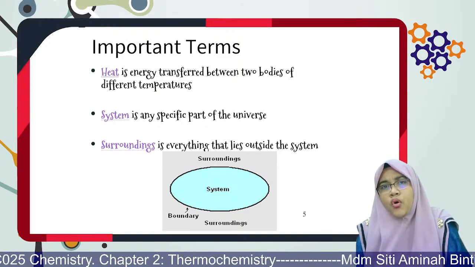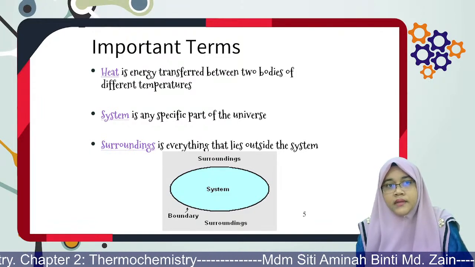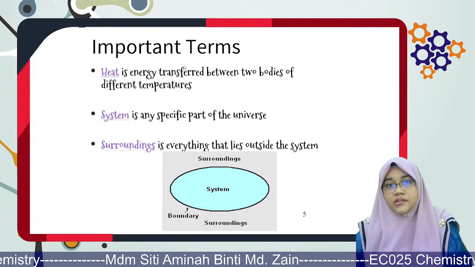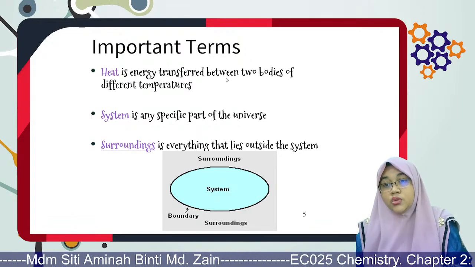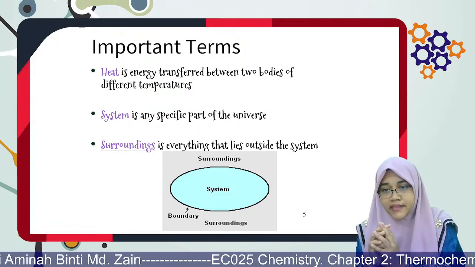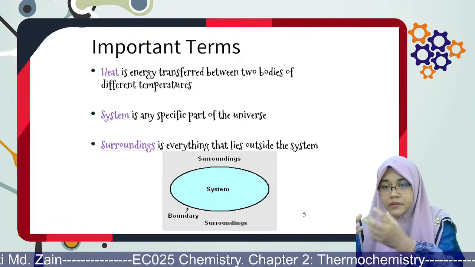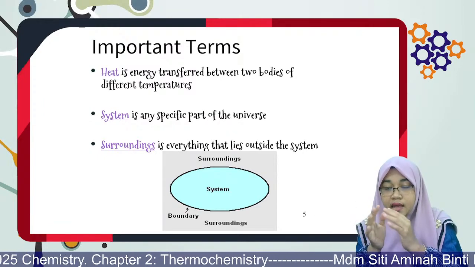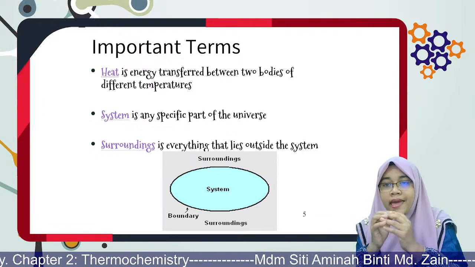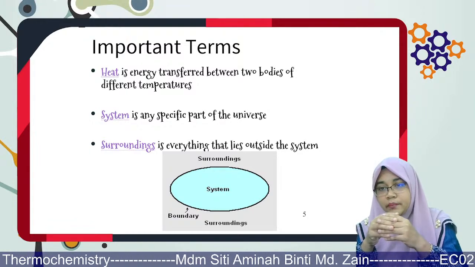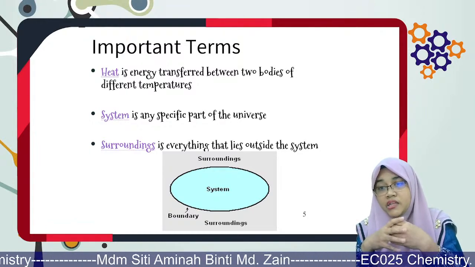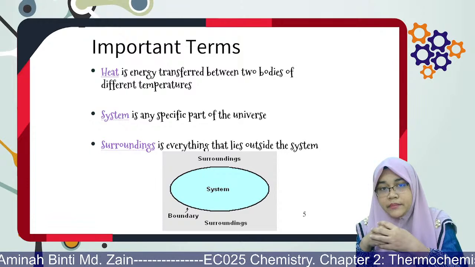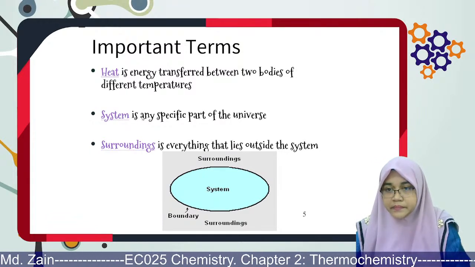So there are a few important terms that you have to know. The first one is heat, which is energy transferred, dipindahkan, between two bodies of different temperature. If we have two objects with different temperatures, 200 degrees and 100 degrees, these two objects will lastly have an equal temperature, because the object with the higher temperature will release heat to the object with the lower temperature.